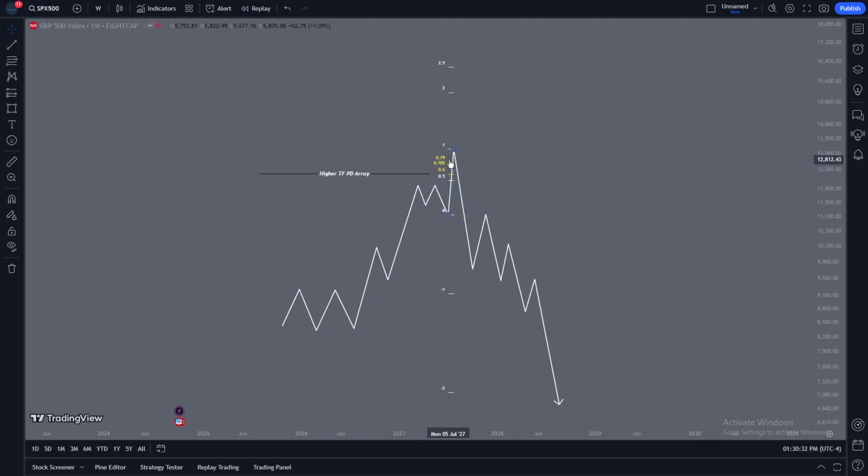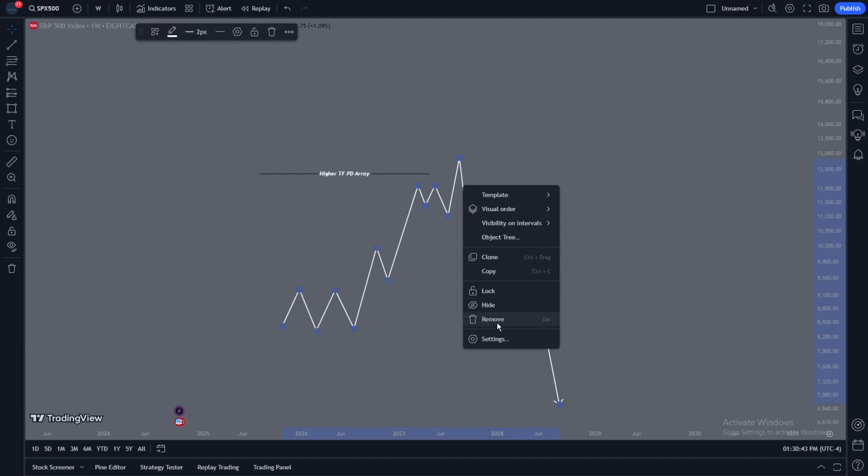And don't forget this higher time frame PDA, right? You need some form of higher time frame confluence, or else no matter how clean the structure is, it doesn't work all the time. So always have some narrative.